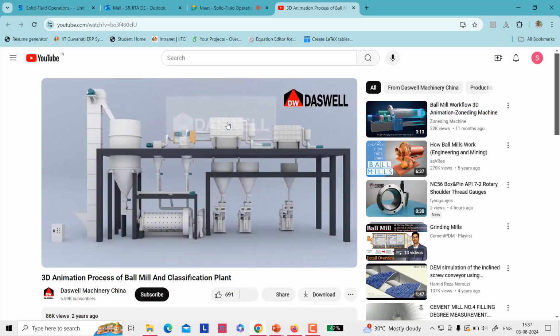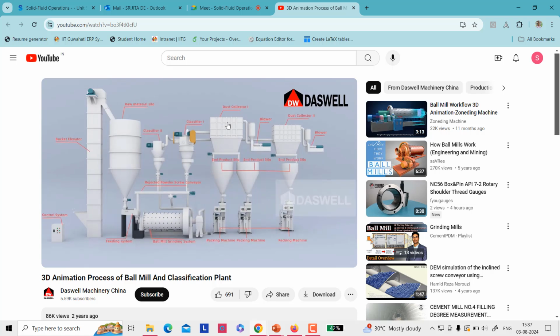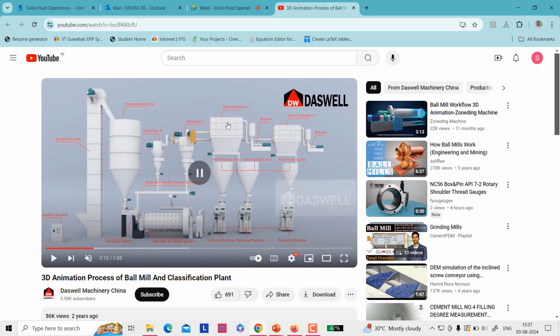So in the ball mill, you can see everything is there. This is a bucket elevator, raw material, silo. This is a complete factory of a ball mill. Now we'll see it later, one by one.